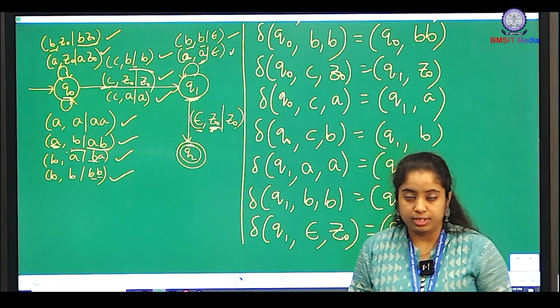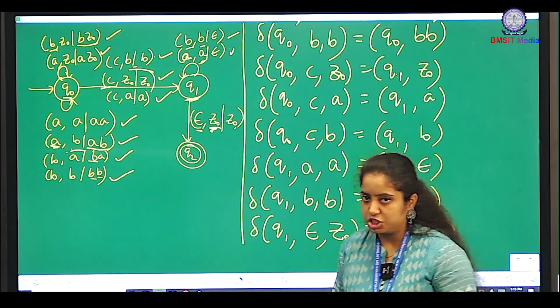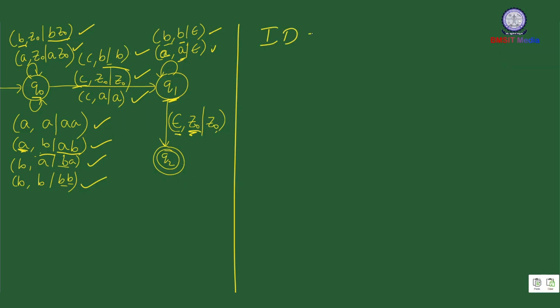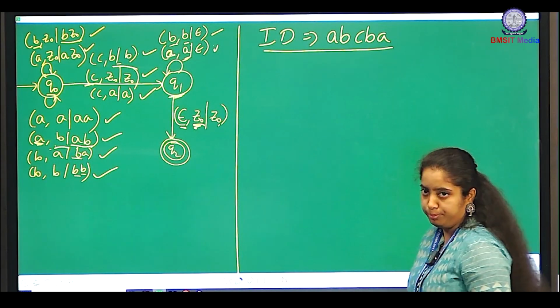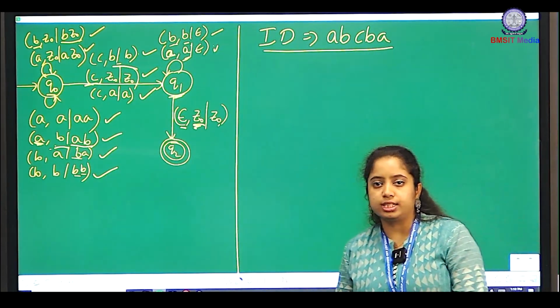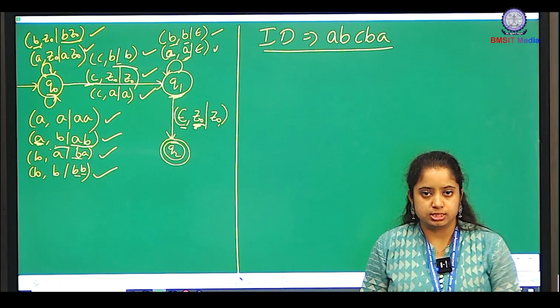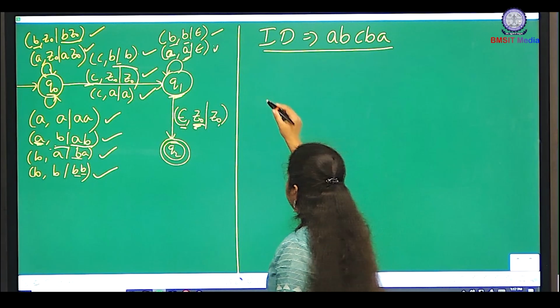As I said earlier, in the exam you have to write both transition function as well as transition diagram. So next in the question it states that you need to write the sequence of moves made by the PDA for ABCBA. So for ABCBA, you need to write the ID, that is the instantaneous description. So we shall start writing it.